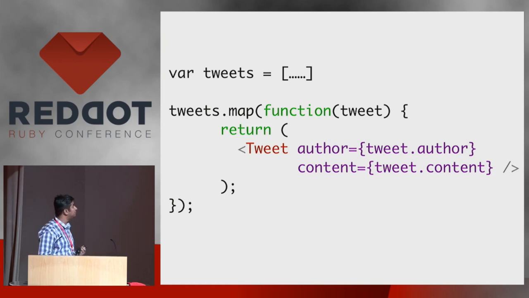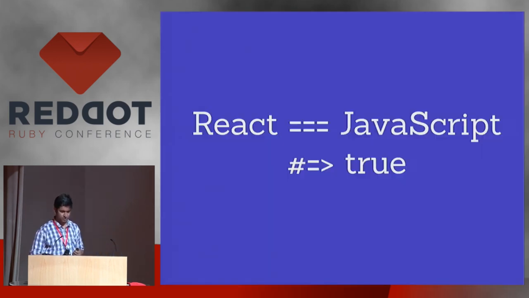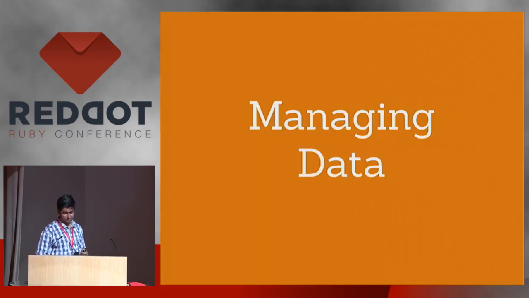So let's say I have a list of tweets, and I want to iterate over them and render each tweet individually. I will just use the map function, which is provided by JavaScript. So there is no need to use a different templating language. React just leverages the power of JavaScript. Everything finally is only JavaScript. And this means you can use your normal variables, control structures, all the programming abstractions that are present in JavaScript, and write beautiful organized UI code, view code.